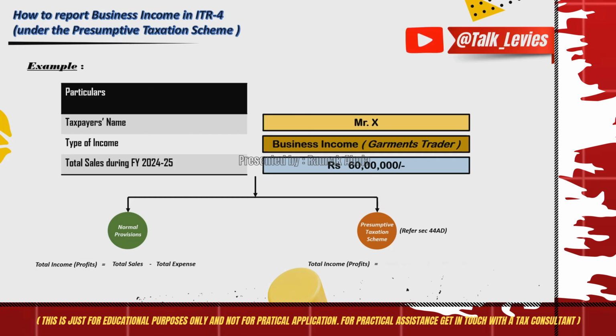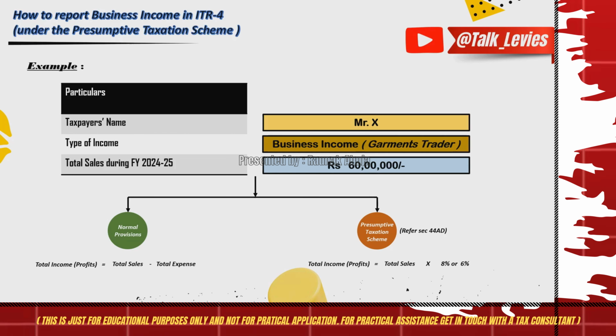However, in the second method, the total income is calculated by simply multiplying a percentage to the total sales. That is, you just need to obtain the total sales details from the taxpayer and simply multiply it by 8% or 6%.